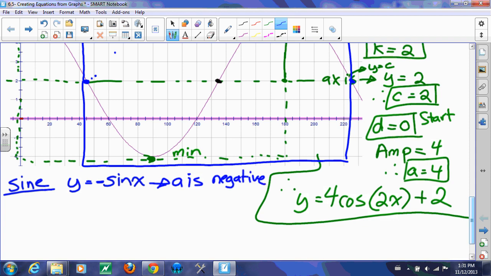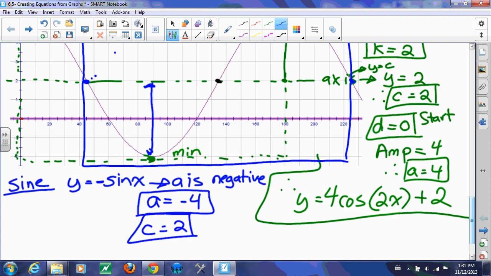So we know the amplitude's the same. We know it's still 4, but we're going to call it negative 4 in terms of A. So A equals negative 4 because it's reflected by the x-axis. We know the equation of the axis is the same, so C equals 2. We also know the period, the length of time it takes, is still 180 degrees. So when you put it in the formula, K equals 2.